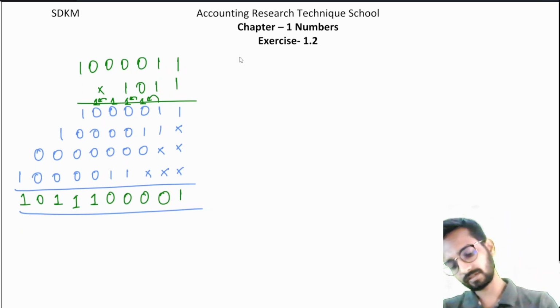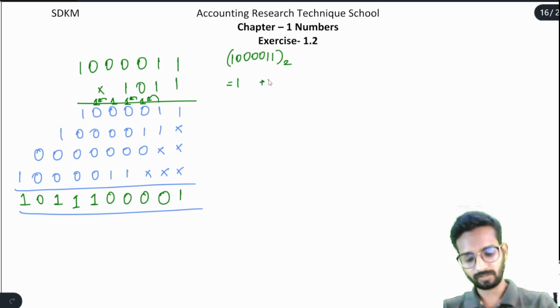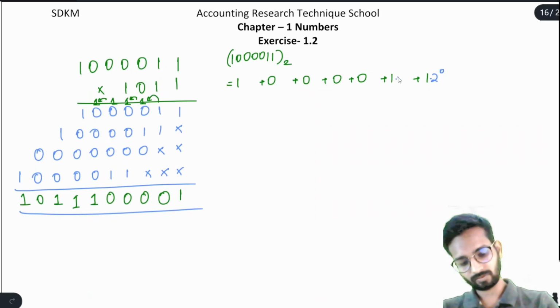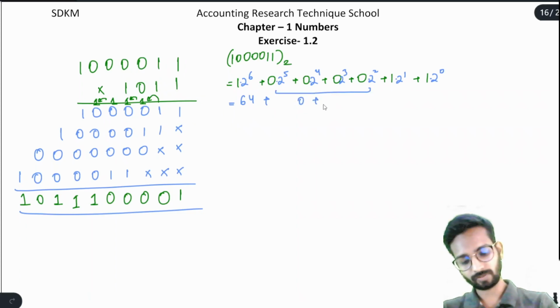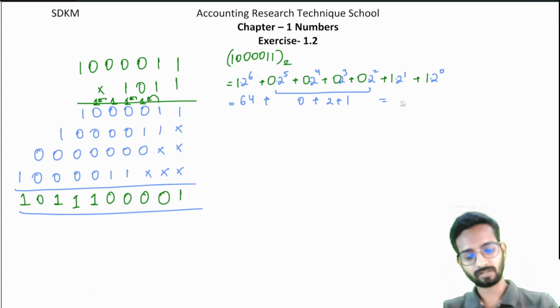We will convert the numbers. 1000011 base 2. When we convert this, 1 plus 0 plus 0 plus 0 plus 0 plus 1 plus 1, 2 power 0, 2 power 1, 2 power 2, 2 power 3, 2 power 4, 2 power 5, 2 power 6. 2 power 6 is 64, this all will be 0, plus 2 power 1 is 2 plus 1, it will be 64 plus 65, 66, 67.